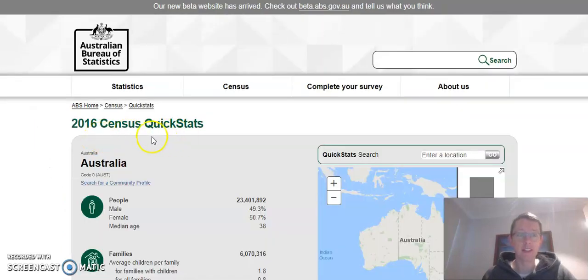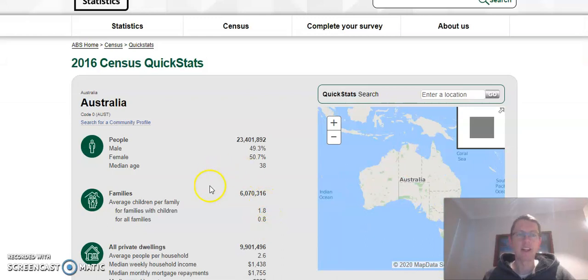In 2016 we can look at how many people we actually interviewed. It was about 23,400,000. Looking at the percentage of males and females, the average age then was 38. Quite interesting. I'm considered quite young. So you can get a lot of information from this.